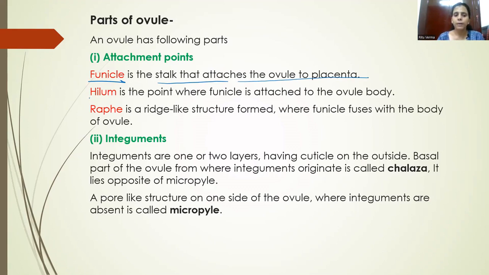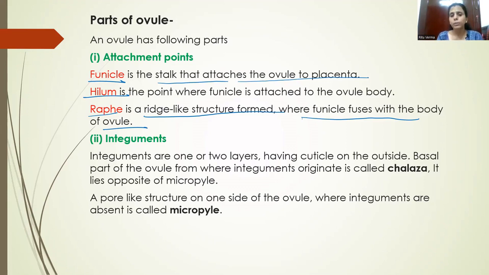The second attachment point is the hilum. The hilum is the junction between the stalk, or funicle, of the ovule and the body of the ovule. It is the point from where the body of the ovule arises after the funicle. And then we have the raphe. Raphe is a ridge-like structure formed where the funicle fuses with the body of the ovule. When the funicle extends a little forward and covers the body of the ovule, it forms the ridge-like structure which is called raphe.